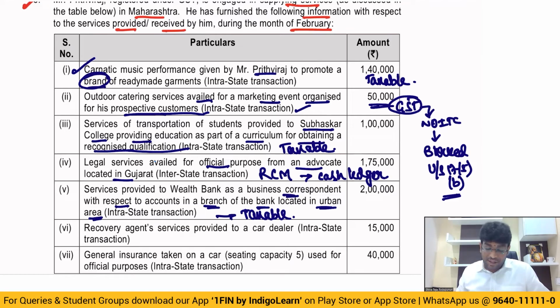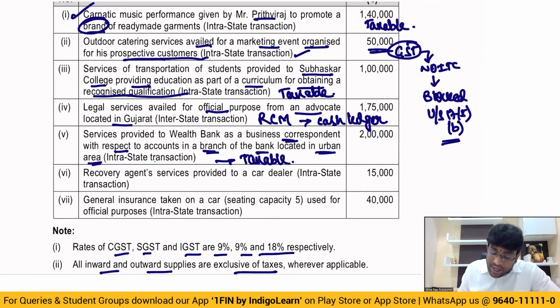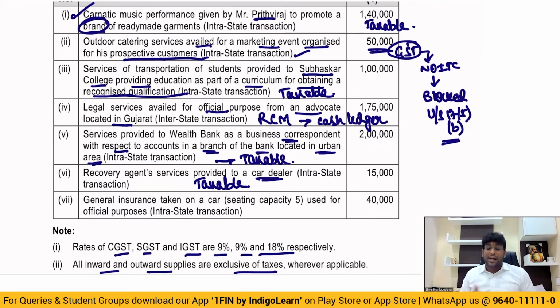Good. Next. Recovery agent services provided to a car dealer. This is also taxable. Now, don't tell your brain that, sir, why is it taxable, RCM should come into picture. No, sir. Answer is no. RCM will come into picture only when service is given by a recovery agent to a bank. RCM will come only when service is given by a recovery agent to whom, my dear friends? To a bank. Then only RCM will come into picture.